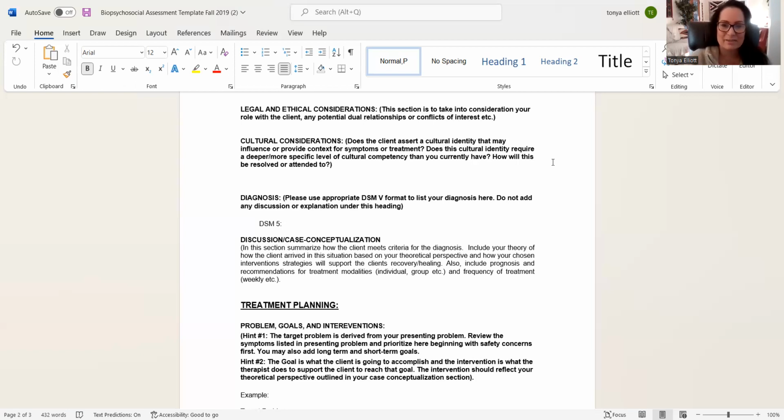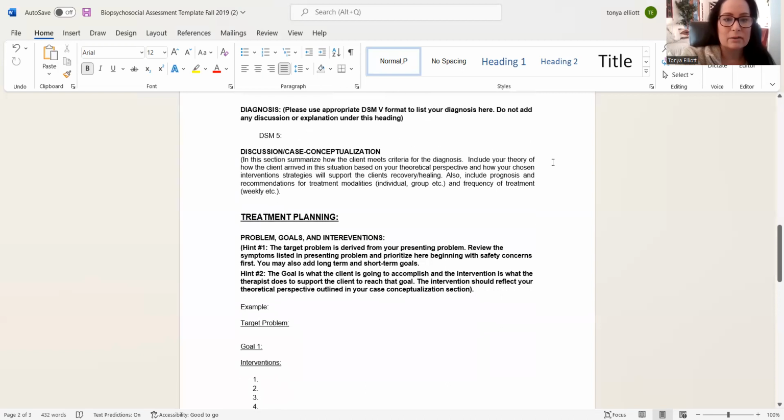And then the last question is, how will this be resolved or attended to? So it's really important for you to have a plan for how you are going to bring this up to your client. Sometimes it's an uncomfortable conversation. Sometimes it's not. It just depends on who you're working with and what that relationship dynamic is. Okay, that's all I'm going to say on that for now.